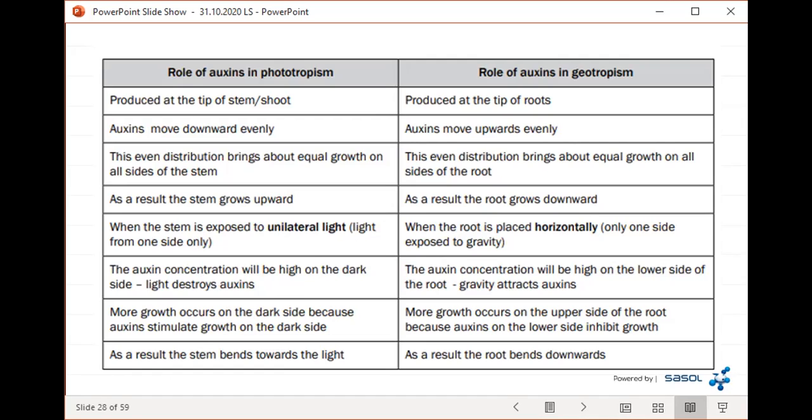Right. Then when you go to geotropism, when the root is placed horizontally, so this would be an example of the germinating seed, only one side is exposed to gravity, then the auxin concentration will be high on the lower side of the root, and gravity then attracts the auxins. Back to phototropism, more growth occurs on the dark side because auxins stimulate growth on the dark side. In geotropism, more growth occurs on the upper side of the root because auxins on the lower side inhibit growth. Then we have in phototropism the stem bending towards the stimulus, or towards the light. In geotropism we have the root bending downwards, or towards the stimulus of gravity.